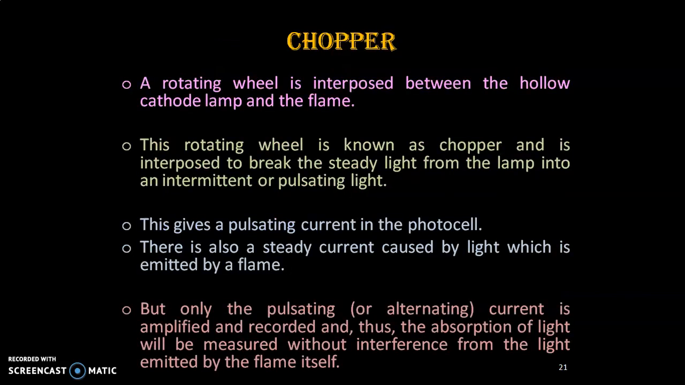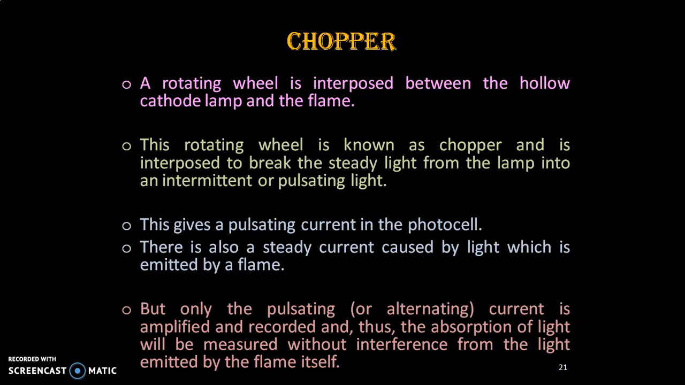Next is the chopper. What is a chopper? After the line source or radiation source and before the flame, the chopper is present. A rotating wheel is interposed between the hollow cathode lamp and the flame. This rotating wheel is known as the chopper and is interposed to break the steady light from the lamp into an intermittent or pulsating light. This gives a pulsating current to the photocell or detector.